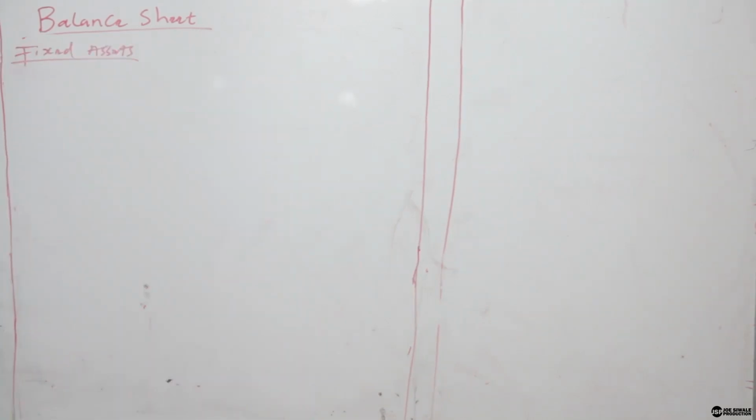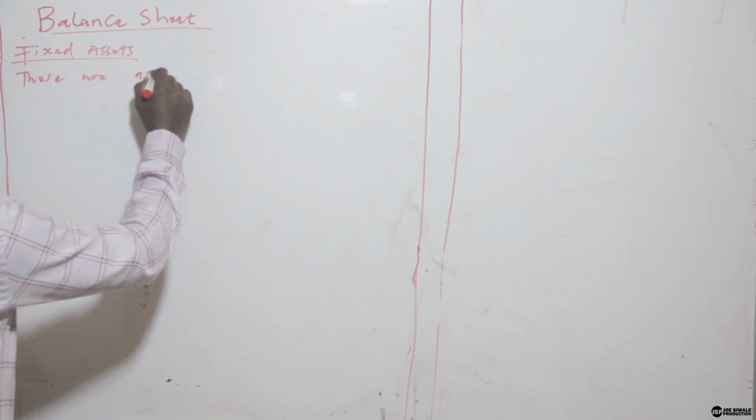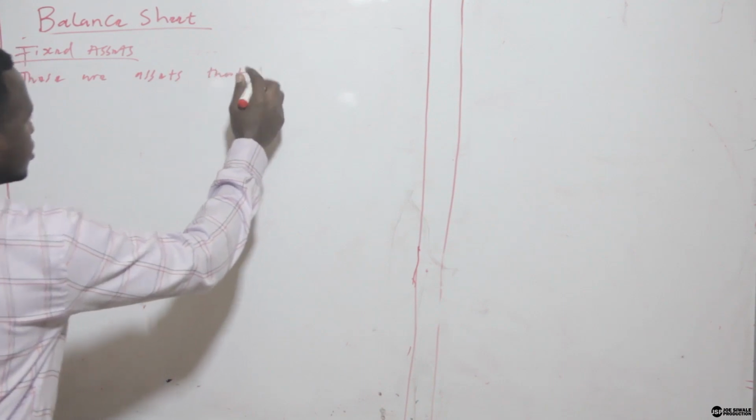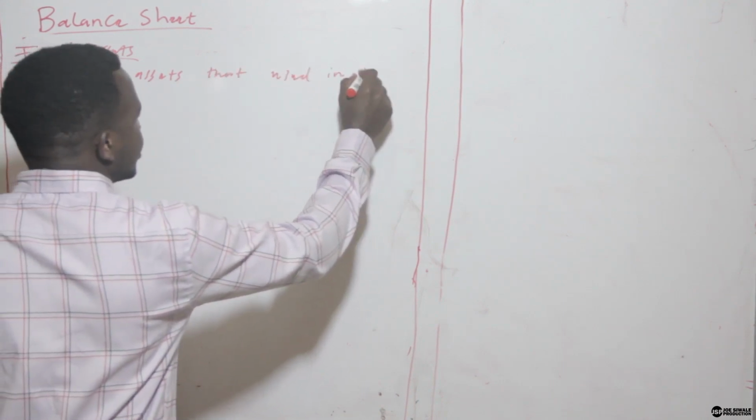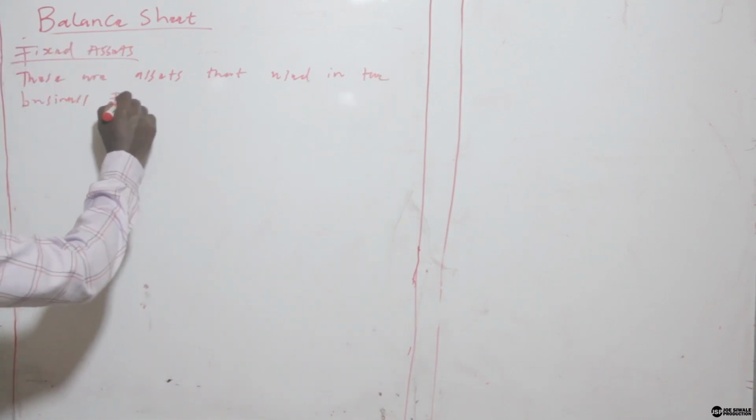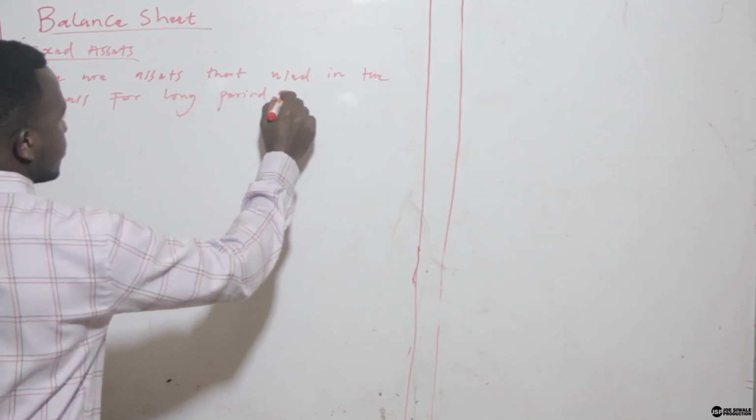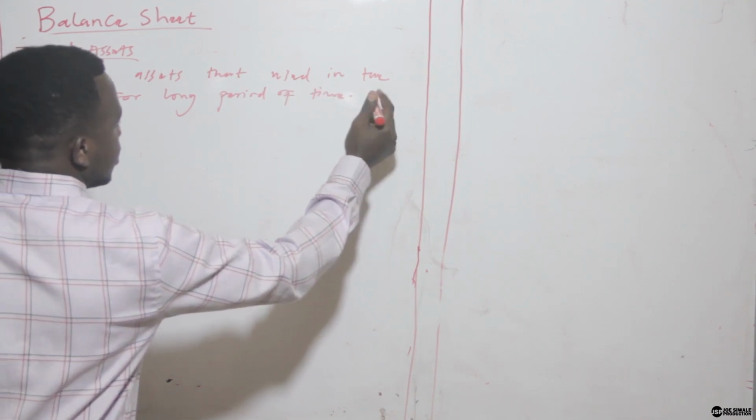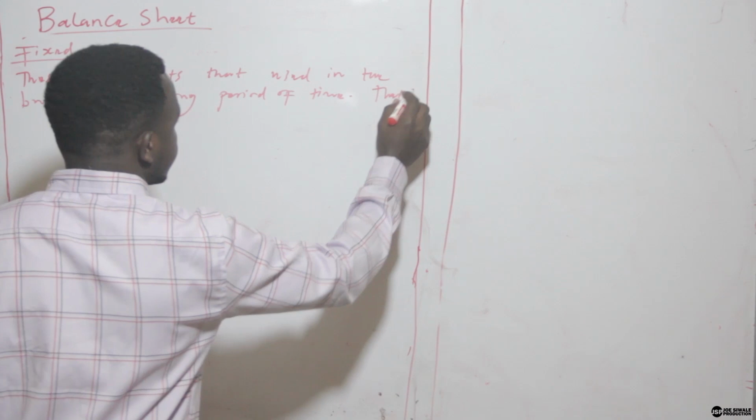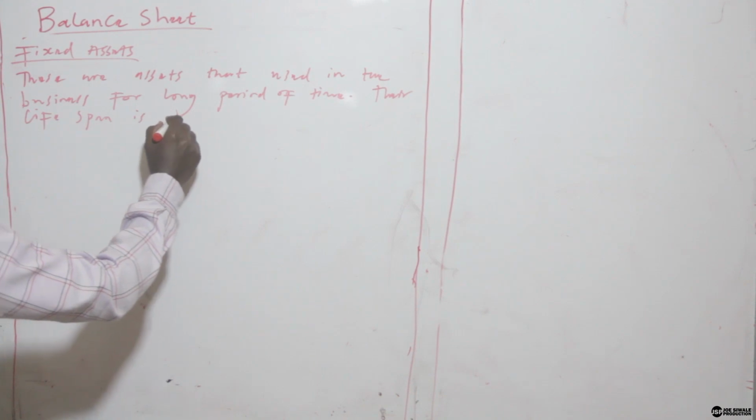So let us now look at fixed assets. So fixed assets, these are type of assets that are used in a business for a long period of time. And we can say their lifespan is more than 1 year.